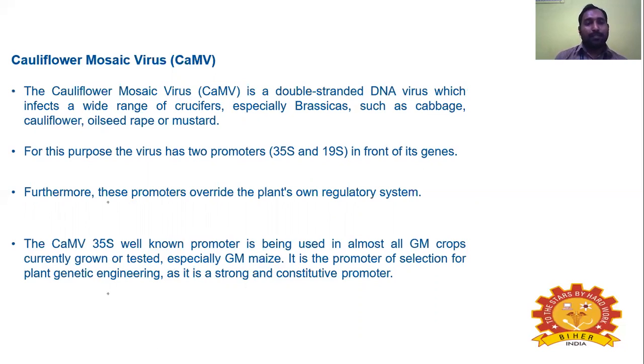Also, the cauliflower mosaic virus 35S is well known for its promoter and is currently used in GM crops, especially maize and other selections for plant genetic engineering. It is a very strong and constitutive promoter within the cauliflower mosaic virus.